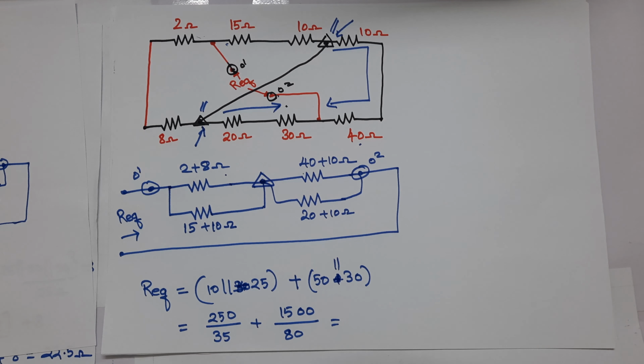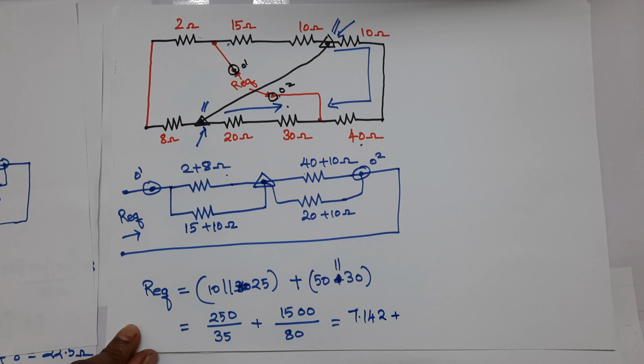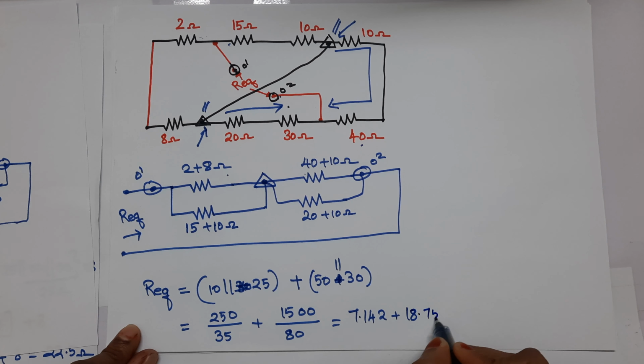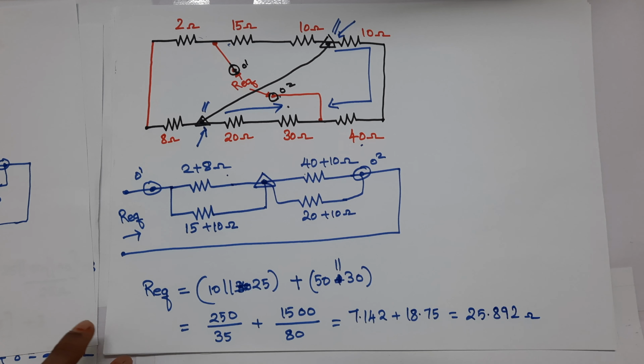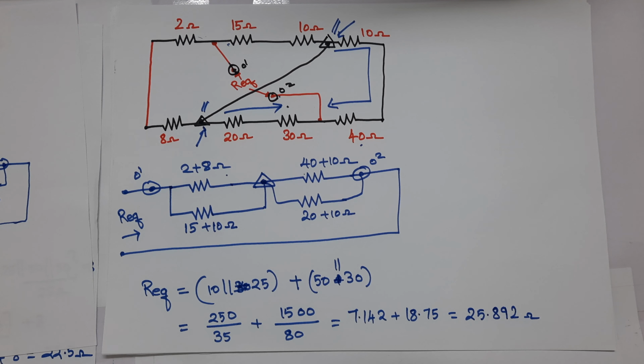It is 7.142 plus 1500 divided by 80, which is 18.75. 25.892 is my resistance. You guys have to correct me in case I have gone wrong. Let me know your solution. Just take a photo of it and post it in the comment section, or you can mail it to learningtoengineer@gmail.com. I'll be happy to see your solutions.